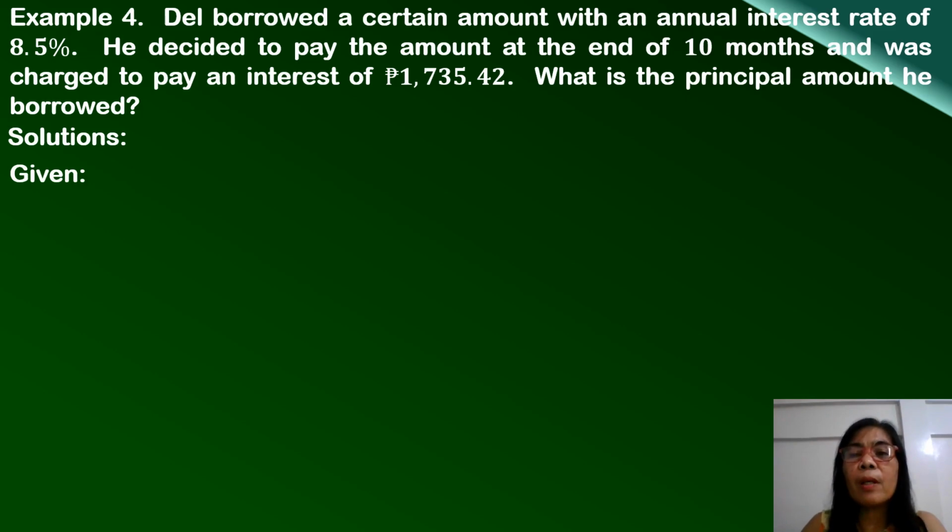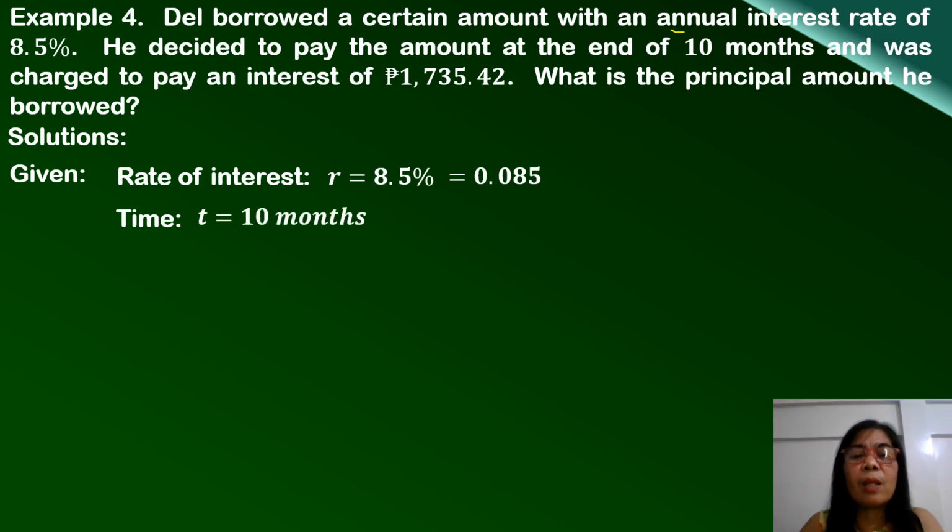So we have here the annual interest rate is 8.5%, or in decimal we divide 8.5 by 100. That gives us 0.085. We are given that the amount was paid at the end of 10 months, so time is 10 months. We have to convert this to year, so we divide 10 months by 12. That gives us 5/6 year.